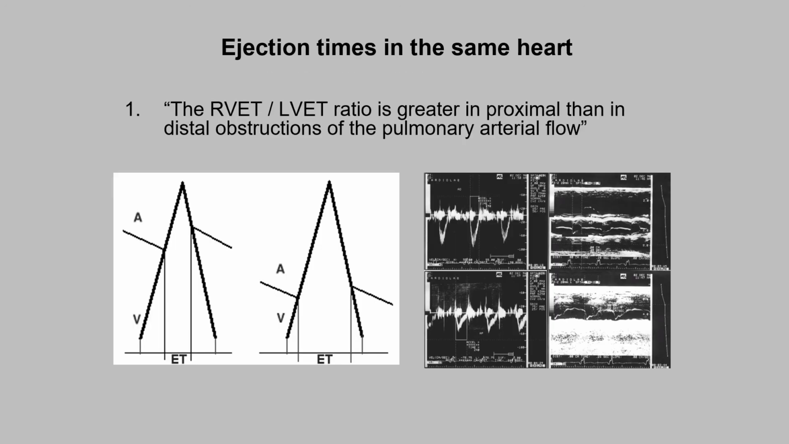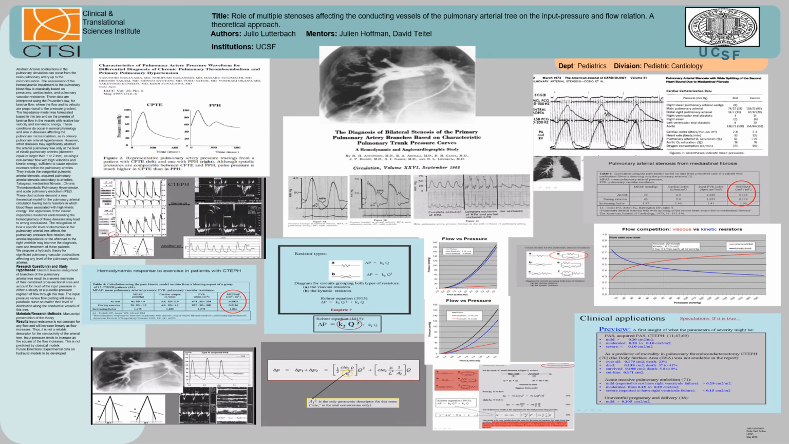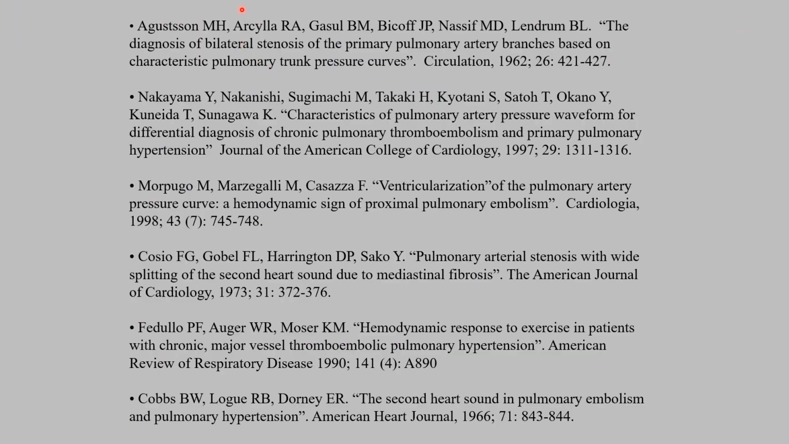This is just to address that point about the ejection time. We could use that in echo to try to figure out a patient that comes in with pulmonary hypertension. If you have an ejection time that's much longer in the right ventricle than in the left, you should think about chronic thromboembolic pulmonary hypertension. Now, this is the kind of summary of what I was talking about. And these are some important papers that help us to understand the disease.